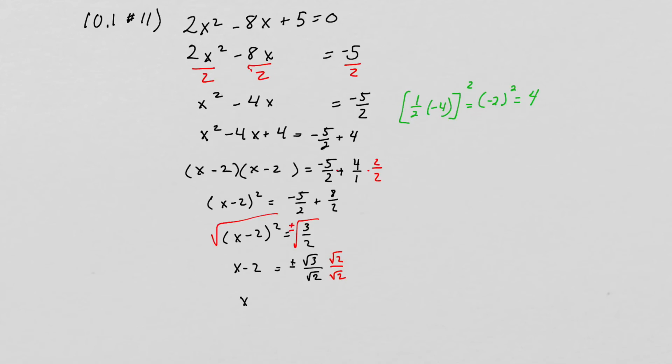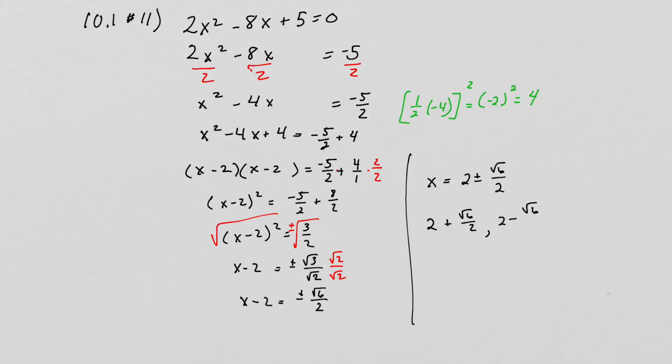So we have x minus 2 equals plus or minus the square root of 6 over 2. We're almost done. We just have to add 2 to both sides of the equation. So we have 2 plus or minus the square root of 6 divided by 2 for your answer. Now in WebAssign, you would enter that as 2 plus the square root of 6 divided by 2, comma, 2 minus the square root of 6 divided by 2.